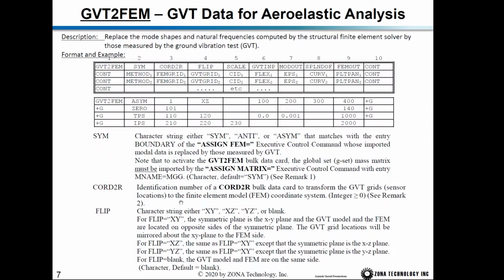coordinates. And sometimes if the GVT model is a left hand side wing, the finite element model is the right hand side wing, then you want to use flip to flip the GVT grid to the same side of the finite element model. So you have four choices, and you have XY, XZ, YZ, or blank. XY means the symmetric plane is the XY plane, and XZ is the XZ plane. YZ is the YZ plane. If blank, then they are in the same coordinate.